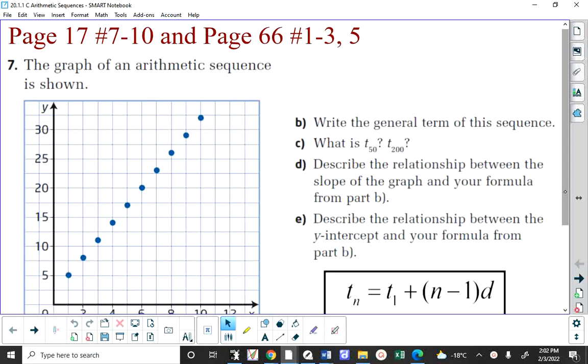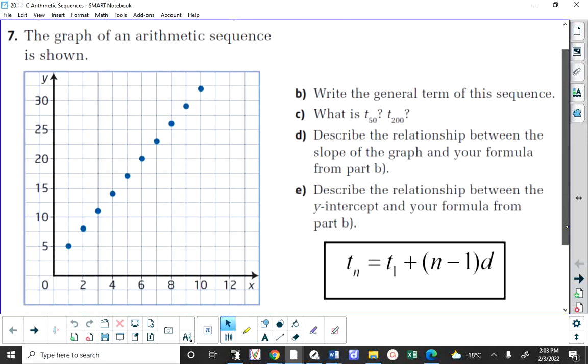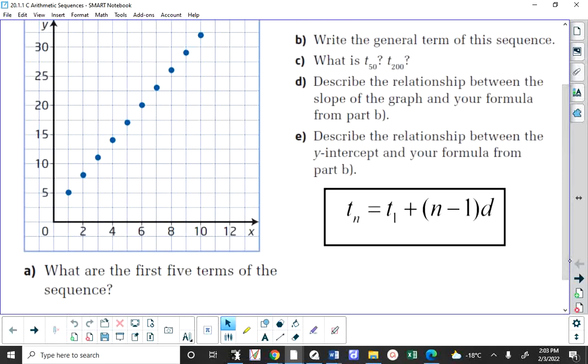7E, sorry. Okay. And I did only assign A, B, and C, but I want to talk about E and tell you why I didn't assign it, because there's something good here, but I just didn't want everybody to have to worry about it overnight. What's the relationship between the y-intercept of your formula, the y-intercept of the graph, and your formula found from part B? So when you find the formula here, you're going to load in 5 for T1.